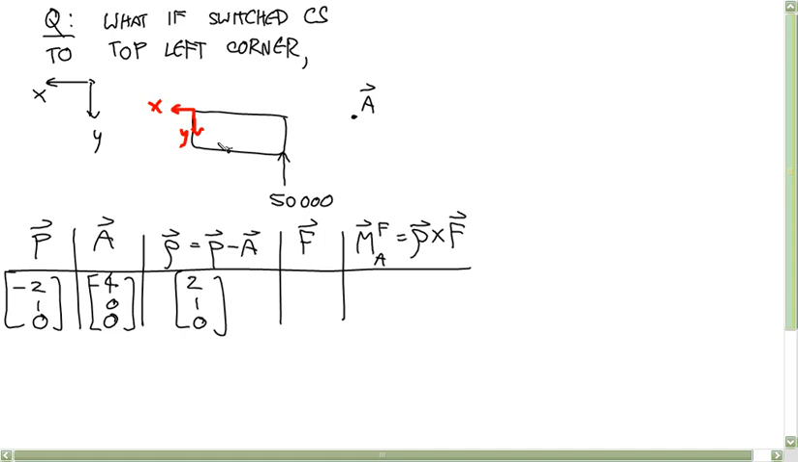1, 0. What's the force vector in this new coordinate system? 0, -50,000. Right. And so the moment is 2 times -50,000 minus 0. That's in the z component. So same vector again. Okay.